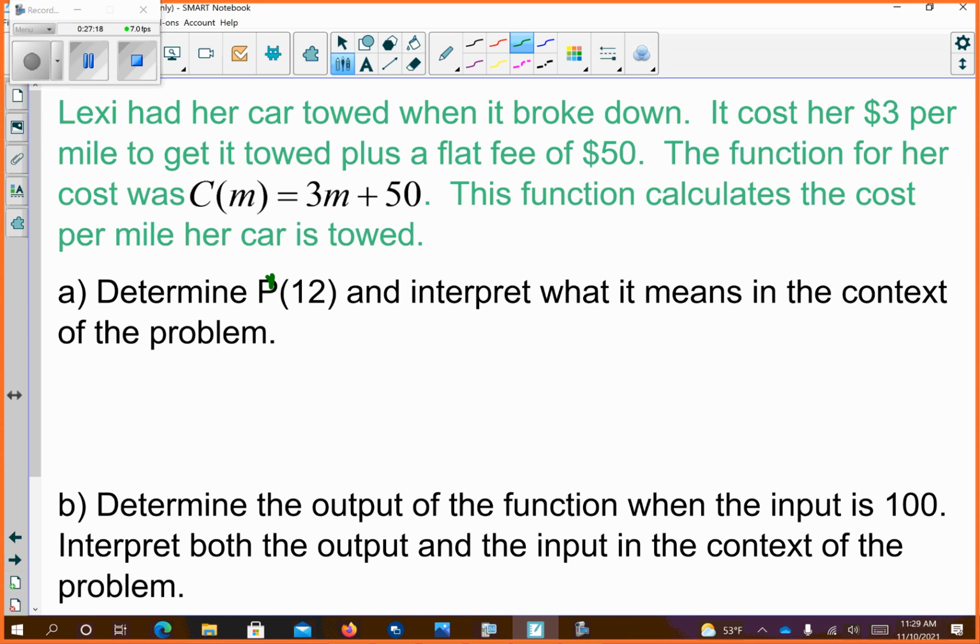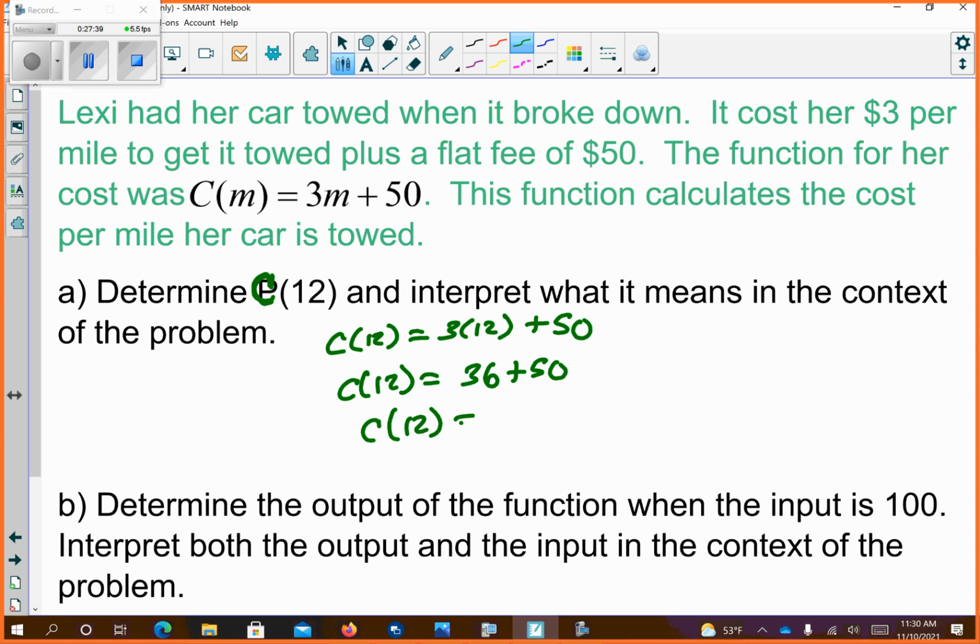I think this is a misprint. I think that should be C(12). Okay? So C(12), interpret what it means in the context. Well, let's figure out what C(12) means. So C(12) is equal to 36 plus 50. I think that's 86. Okay? What does this mean in the context of the problem? Lexi paid $86 for a tow of 12 miles.